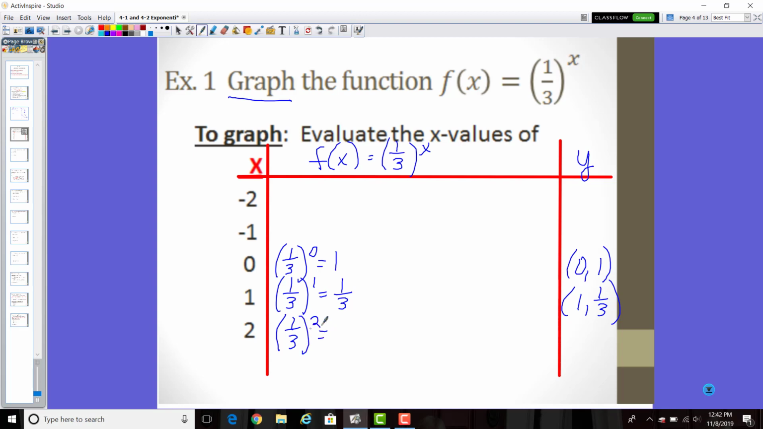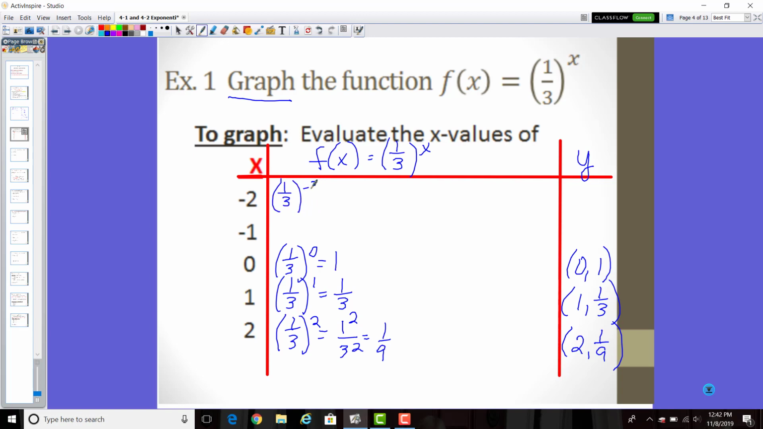1/3 squared either means 1/3 times 1/3, or you can use the exponent rule we just talked about, which would mean 1 squared over 3 squared, which would be 1/9. So I plugged in 2, and I got the y value of 1/9. Now what do these look like? We just talked about it.